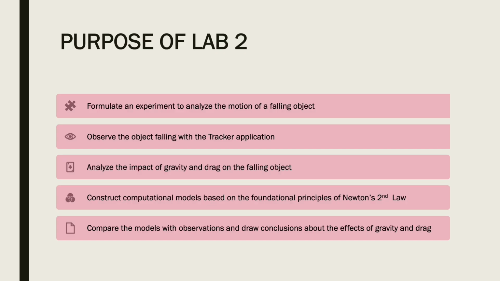The purpose of Lab 2 was to formulate an experiment to analyze the motion of a falling object, observe the object falling with a tracker application, analyze the impact of gravity and drag on the falling object, construct computational models based on the foundational principles of Newton's second law, and then compare the models with observations and draw conclusions about the effects of gravity and drag.